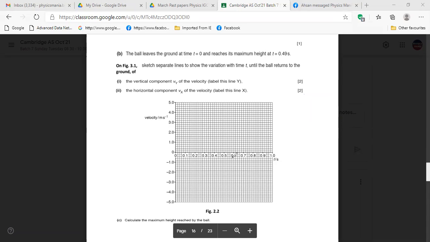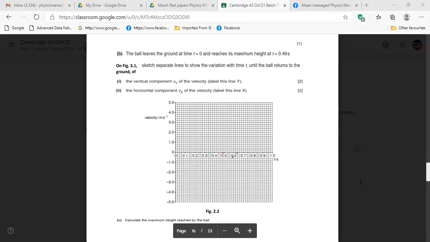Between 0.4 and 0.45, in between we have 1, 2, 3, 4, 5 small squares again. So till here you have 0.48. Then in between 0.48 and 0.5, in the middle we have 0.49. So you draw one straight line.